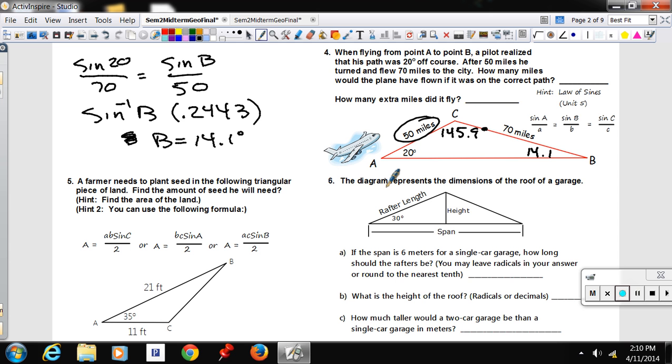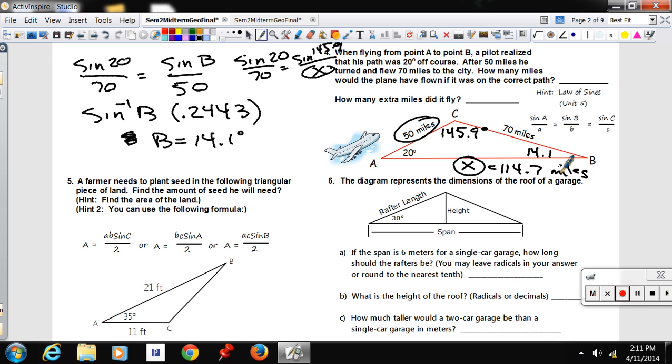Okay, so that would be your angle C. This is what it's asking for in the first answer, what this X would be. So you're going to use the same steps that you did. You're going to do sine of 20 over 70 equals the sine of 145.9 over the X. And this time all you have to do is cross multiply. You don't have to do inverses because you're looking for a side this time. You're actually going to get your answer of 114.7 miles.